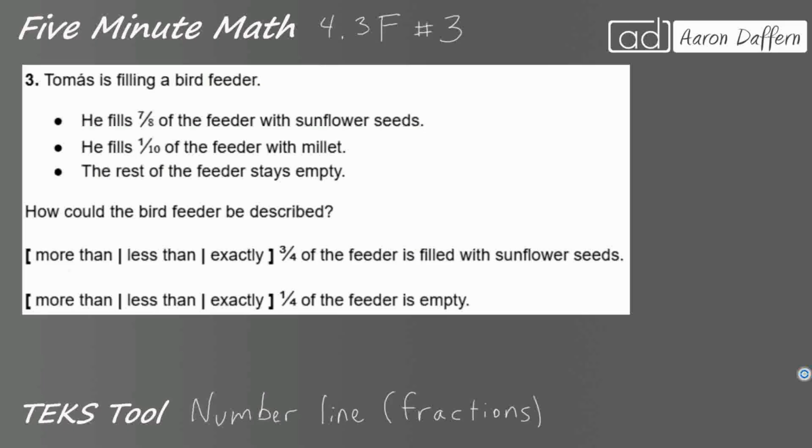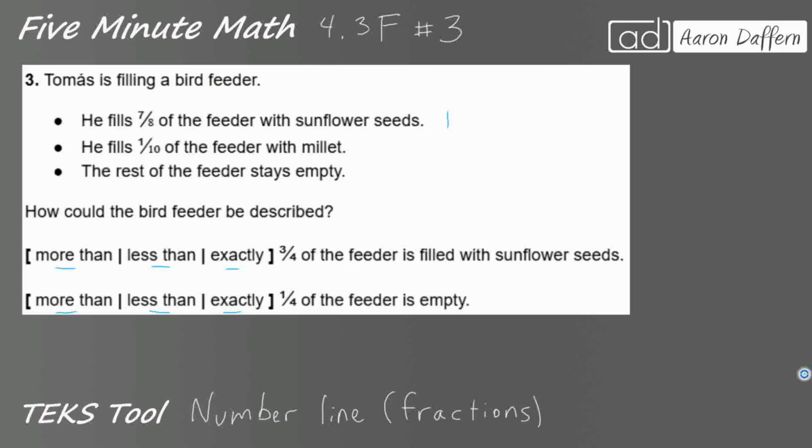So we've got a bird feeder that we're filling with sunflower seeds and millet, and we need to look to see how much is empty. We've got some statements here. We've got choices to choose from: more than, less than, exactly. Think of this as a drop down if we were to do this on the STAAR test. So let's imagine this 7/8.